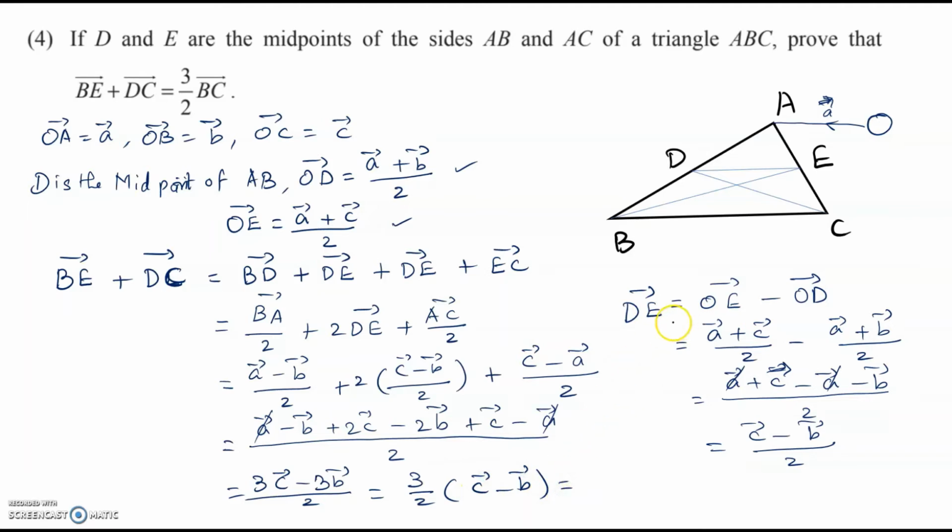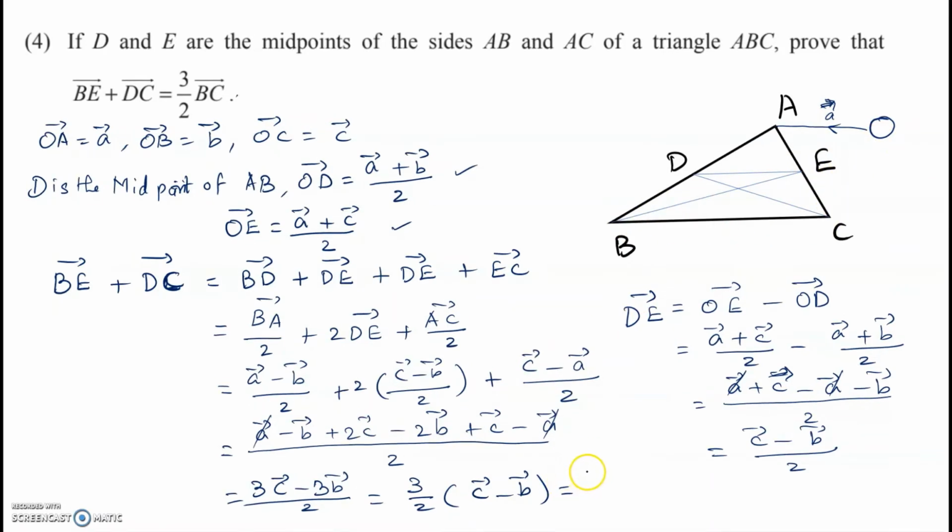Now what is vector C minus vector B? Vector C minus vector B is in this direction. So minus vector B plus vector C is nothing but our vector BC. And that's equal to 3 by 2 BC vector. That's what we have to prove, hence the proof.